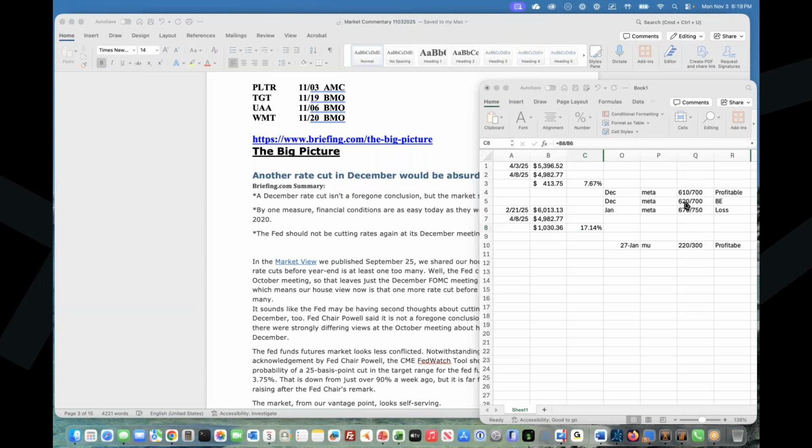We've got another December Meta that was the 620 to the 700 that we'll be rolling out, and that one is about break even. I think it's a loss of about $35. And then we had another one that was January Meta that is the 670 to 750, and we're going to be rolling that one out, but that one's a loss of about $1,100.